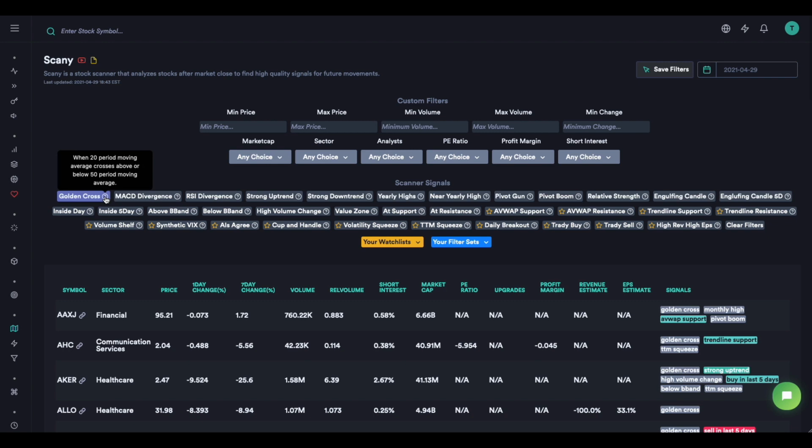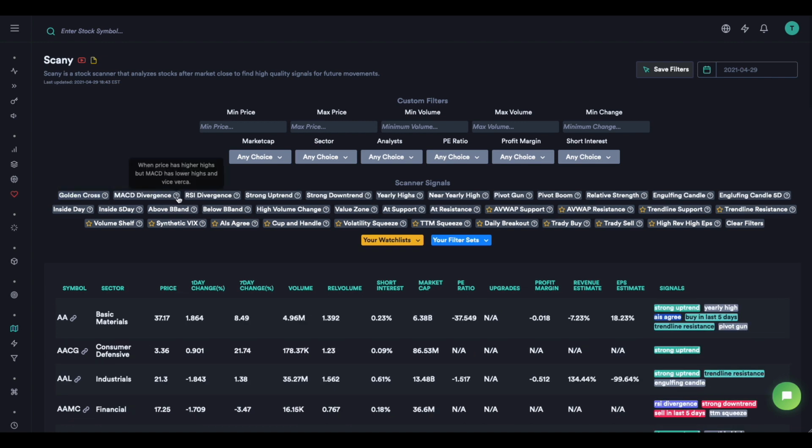So golden cross is a signal where the 20 moving average crosses the 50 moving average, and you can see that here. You can see we have some divergence scanners, we have uptrends, downtrends, we have these pivot guns and pivot booms. These are out of something that's called the strat. I'd recommend you Google this word, the strat, and read up more on it. It's a really powerful tool. Then we have relative strength, engulfing candles. Then we have support levels, resistance levels, volume change, Bollinger Bands, volume shelf, synthetic wicks, AIs agree, and then cup and handle, which is again a really famous pattern, volatility squeeze, and some other ones as well.